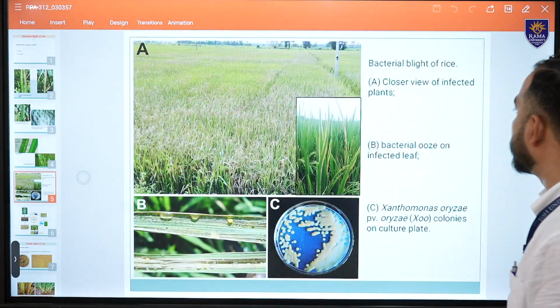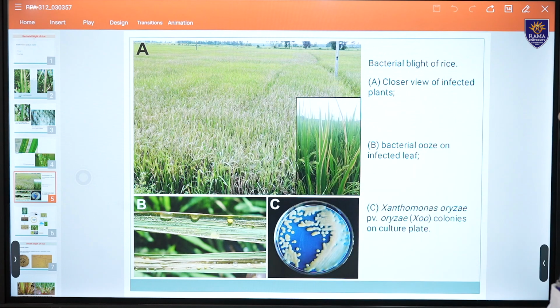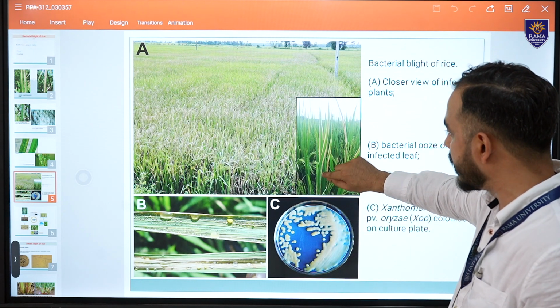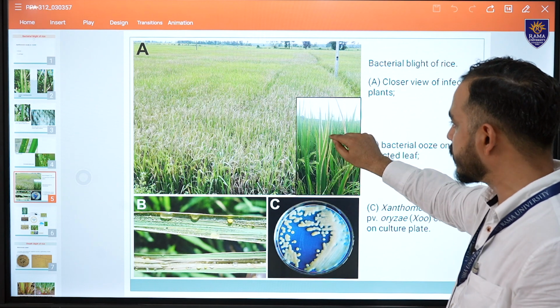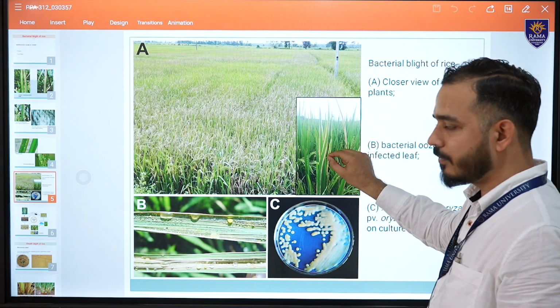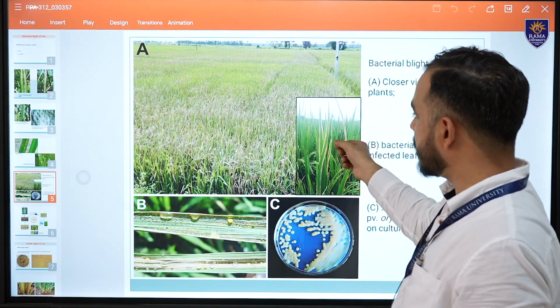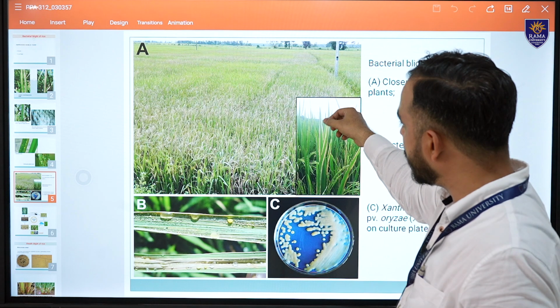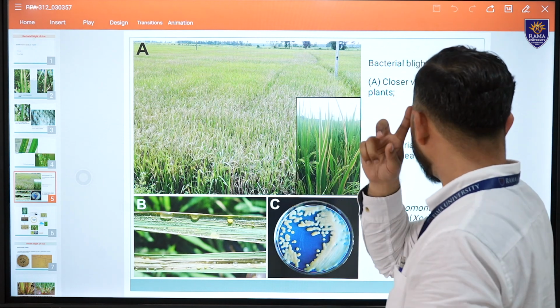So this is bacterial leaf blight of rice, and you can see a closer view of the infected plants. All the leaf blades have turned grayish in color. First they develop as water soaked lesions, which ultimately merge and make a strip of long grayish lesions on the leaf blade.